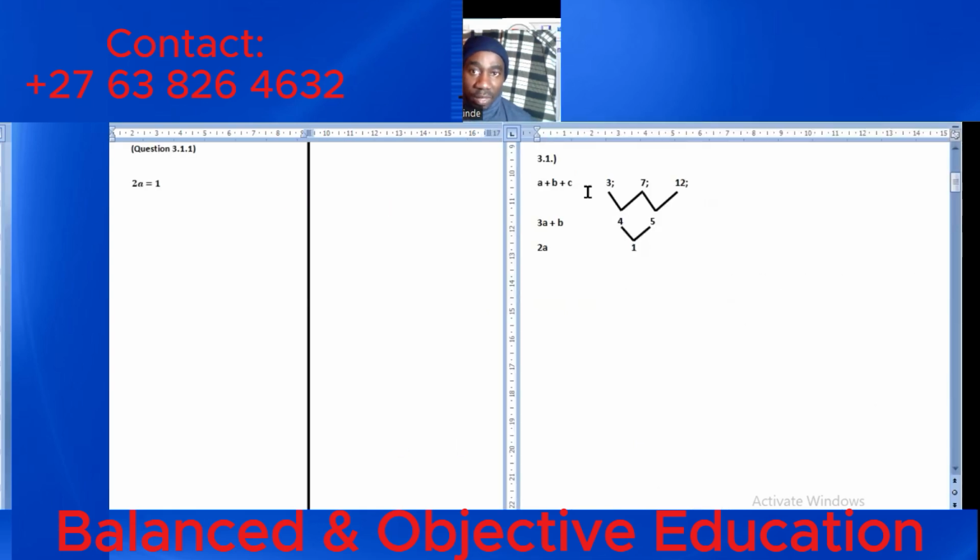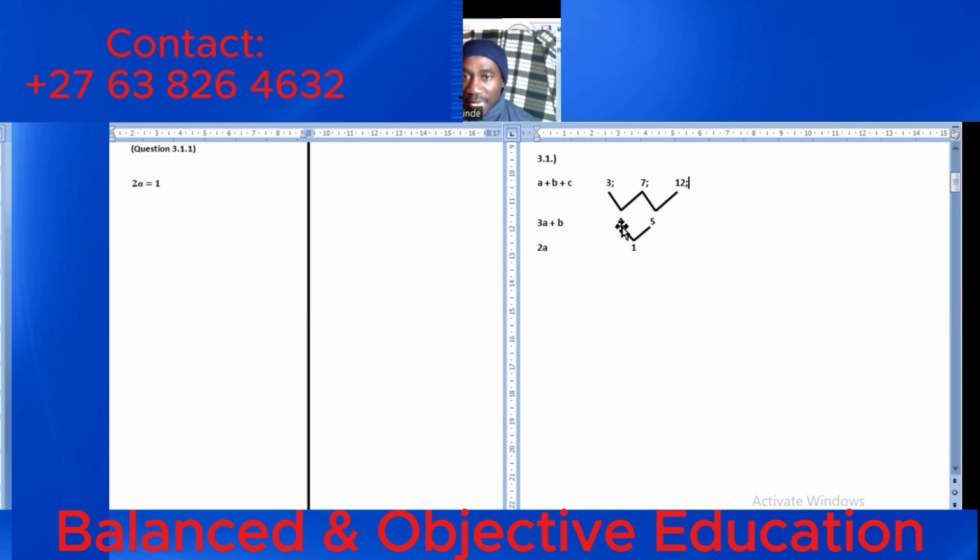To solve this question, we have to find the first difference, and we have to look for the second difference. The second difference is usually set to 2a. The first term of the first difference is set to 3a plus b. And the first term of the series is always set to a plus b plus c.